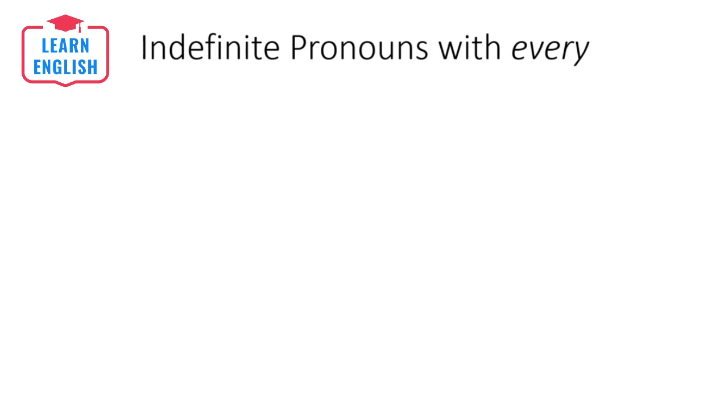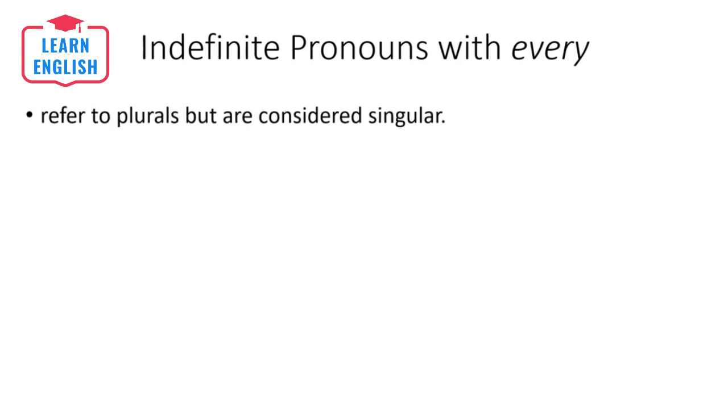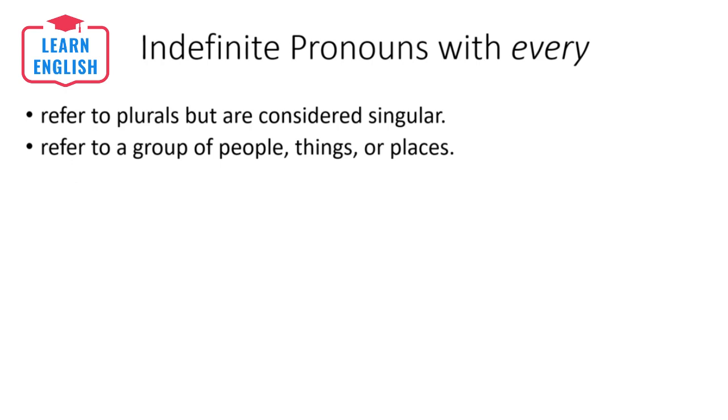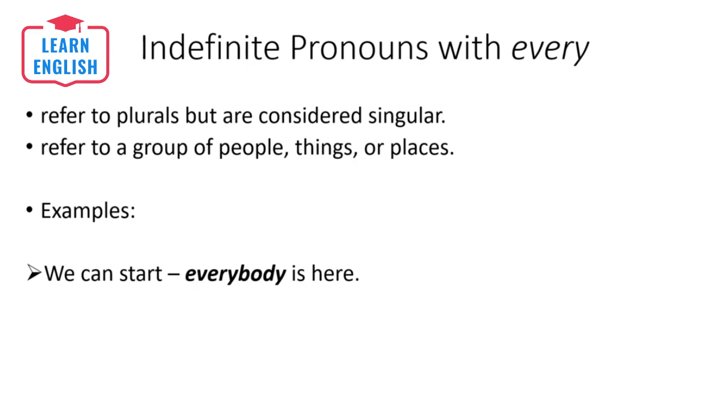Indefinite pronouns with every. Refers to plurals but are treated and considered to be singular. They refer to a group of people, things or places. So the group is the singular part. Here are some examples. We can start. Everybody is here. Please note everybody is here, not everybody are here. We're talking the group, everybody.